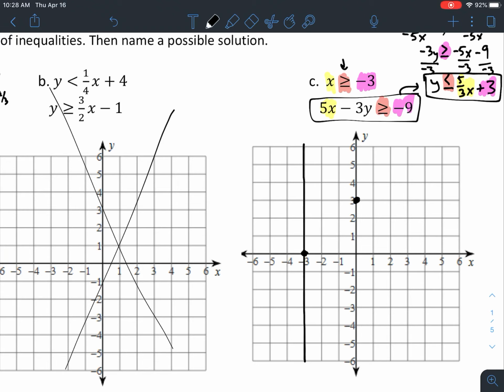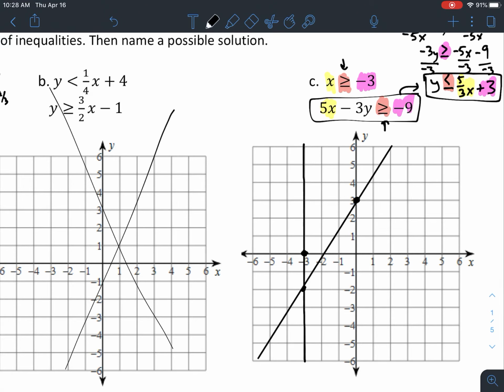So now let's test the other way. Let's go down 5 and to the left 3. 1, 2, 3, 4, 5. 1, 2, 3. Can't go much lower. So that's the best we can do, is those 2 points. Because we have this symbol there, we know this is going to be a solid line. Drag and hold your line. It's going to give you the best shaped line that you can.